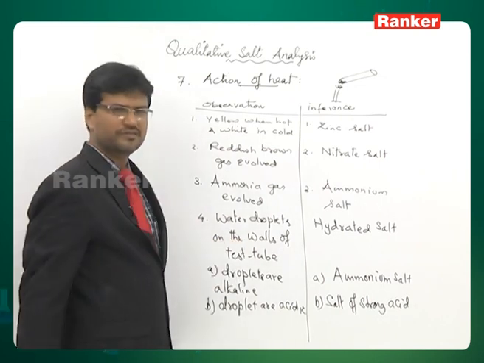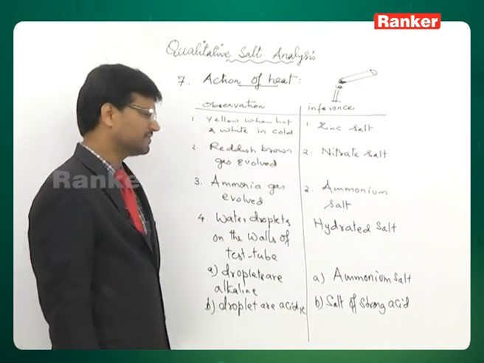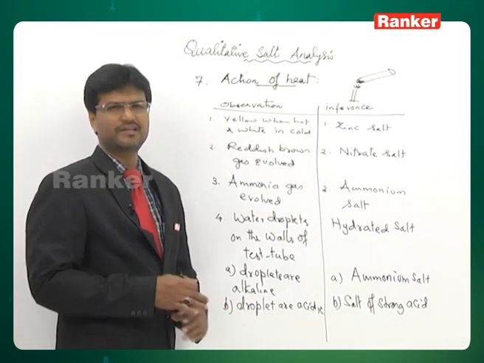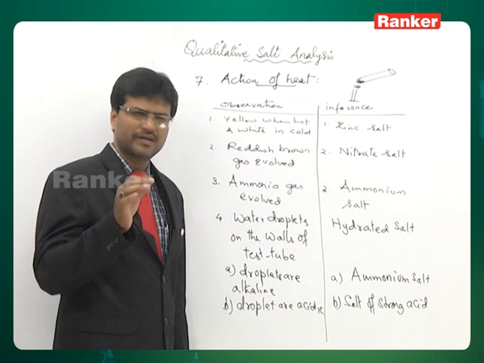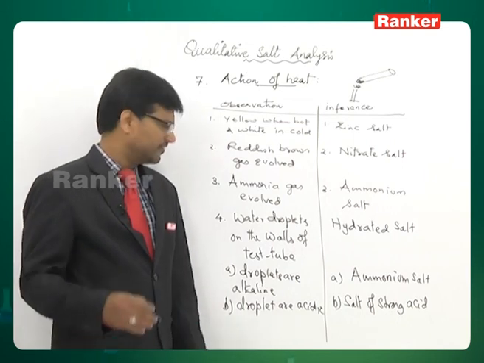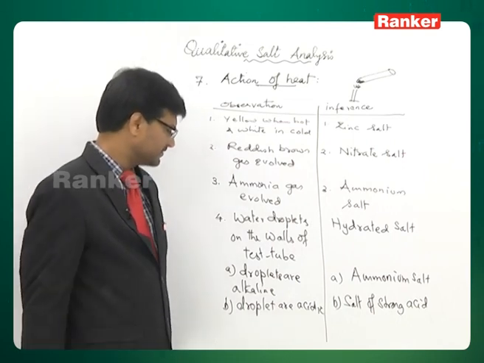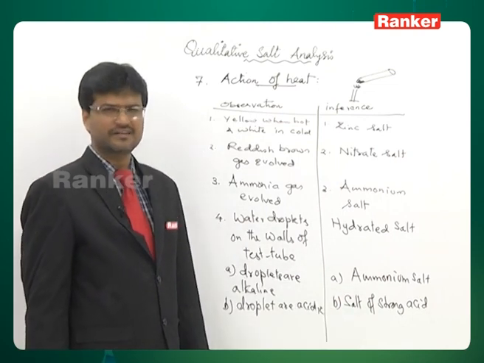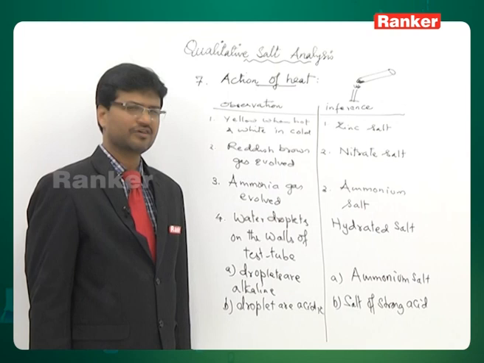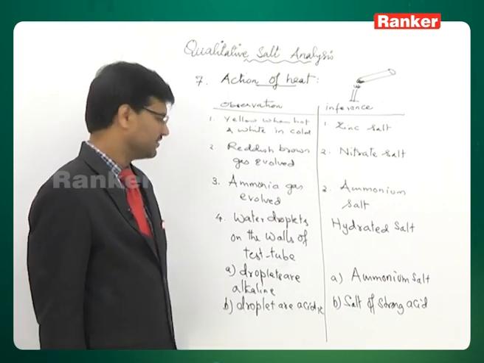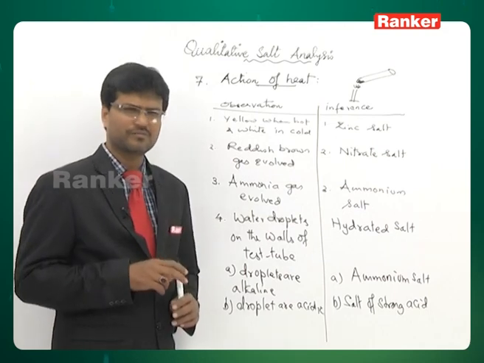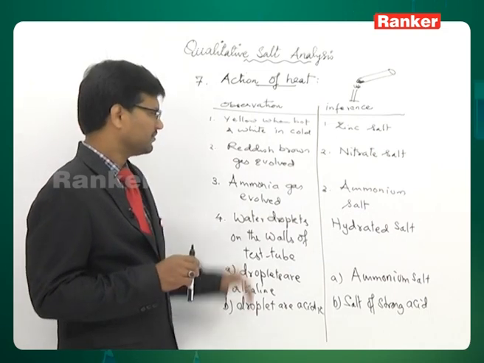If you find water droplets on the walls of the test tube, it indicates that the salt is hydrated, and you can test the droplets with litmus paper. If it turns blue litmus red, the droplets are acidic, and that in turn indicates that the salt is of a strong acid. And if the droplets are alkaline, the salt must be an ammonium salt. We will add to the list.